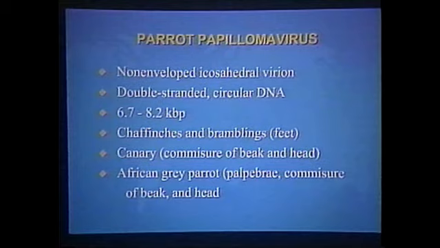tumorous growths or warts on the legs and around the commissure of the beak of chaffinches and bramblings. Also, lesions have been observed at the commissure of the beak and on the head of canaries. To see papillomas in Psittacine birds, particularly involving the commissure of the beak or face or feet, is fairly unusual. But they have been described in the African gray parrot, and besides being found on the commissure of the beak and the head, they can also be found on the eyelids or palpebra. Most of the papillomas in Psittacine birds are cloacal papillomas of unknown etiology.